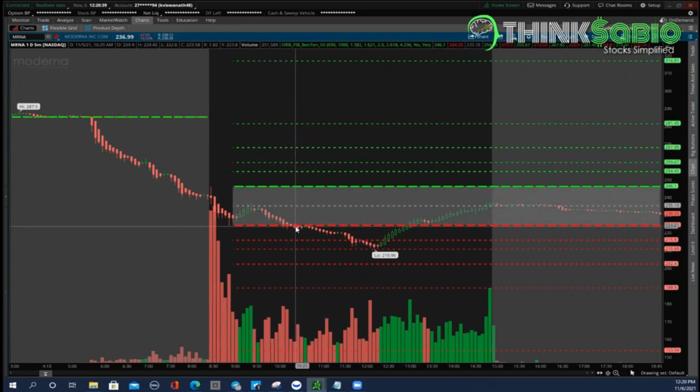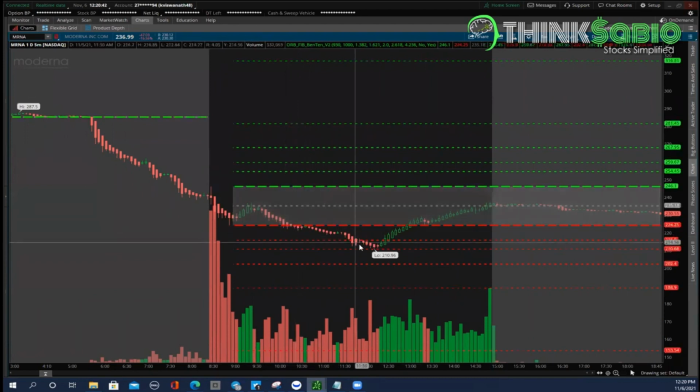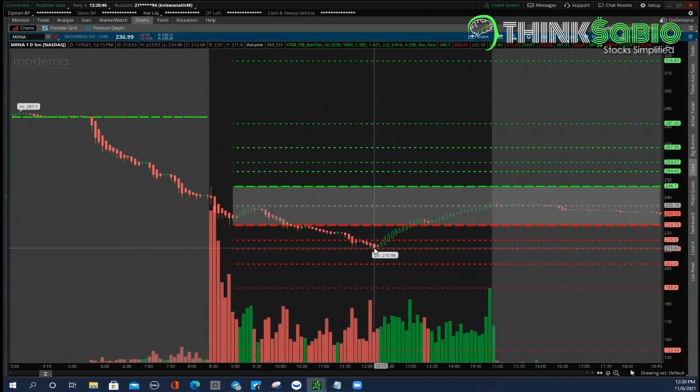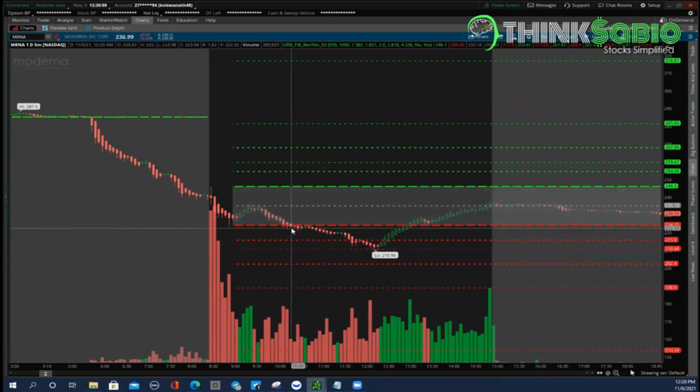So you would have shorted it all the way from 223 till, if you are exactly closing at this point, that's around a $13 move from here to here. So that's ORB in a nutshell.